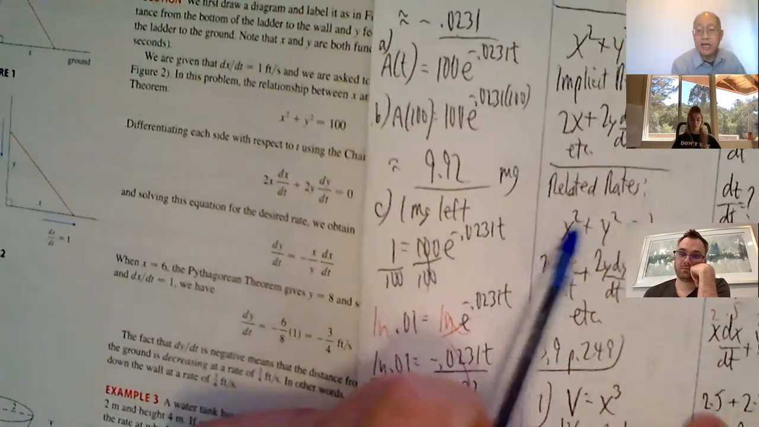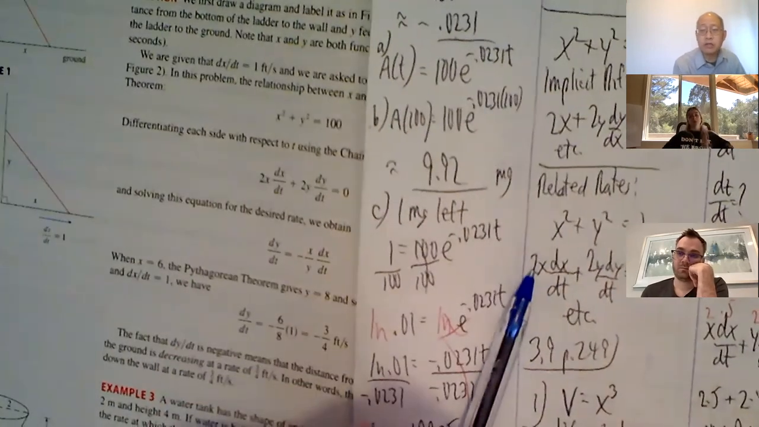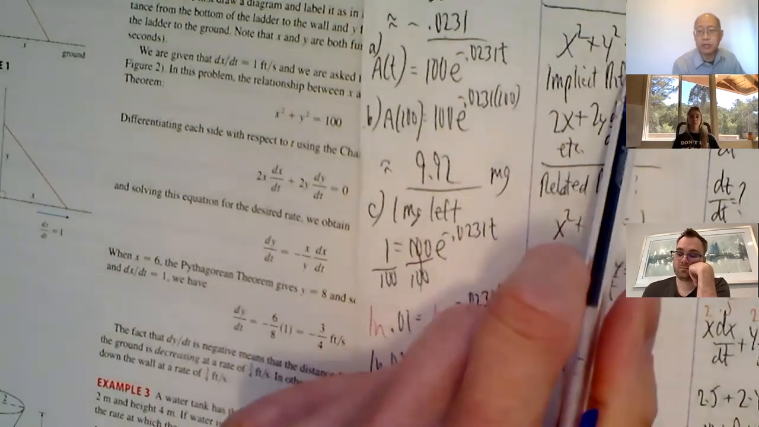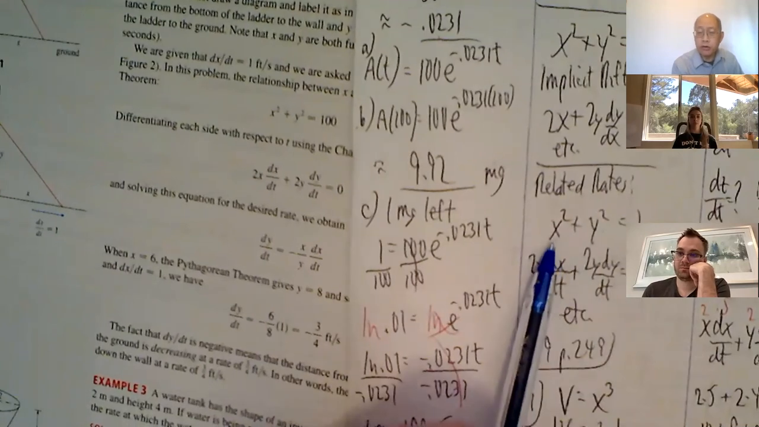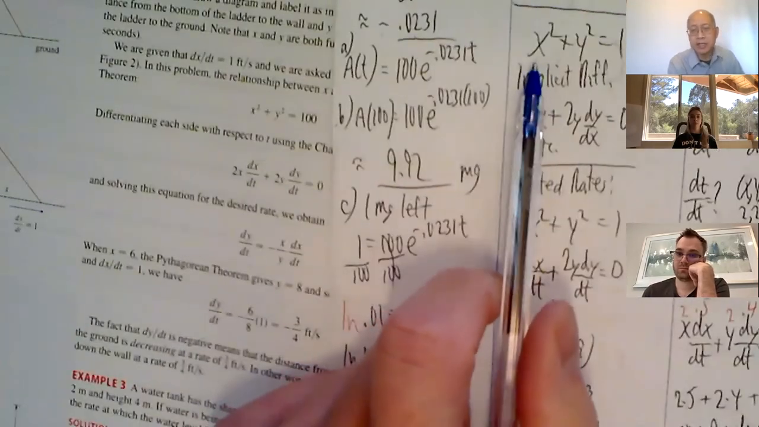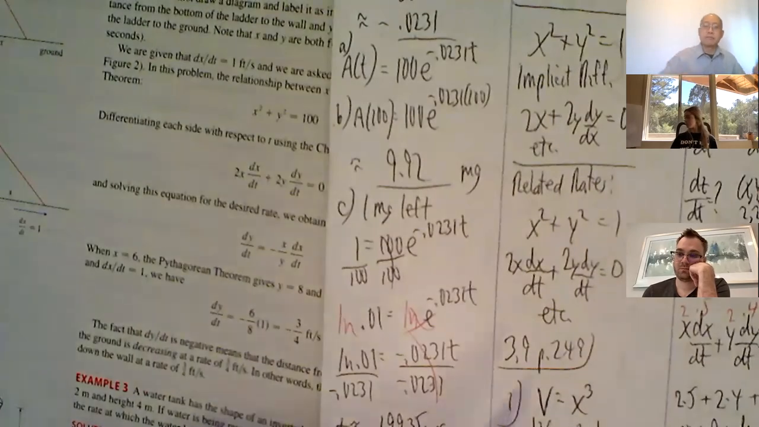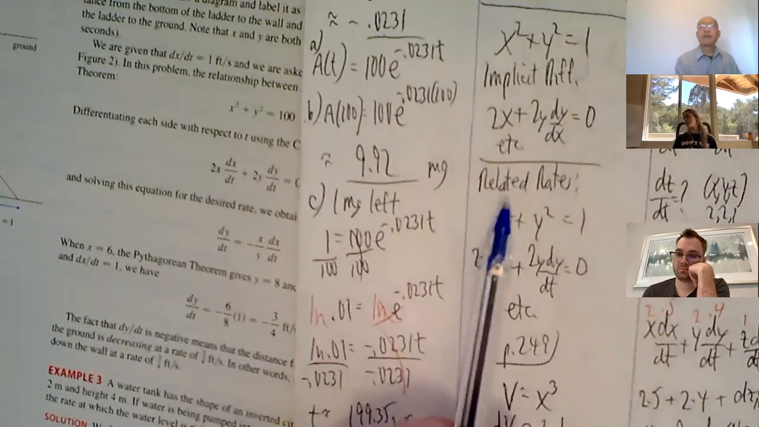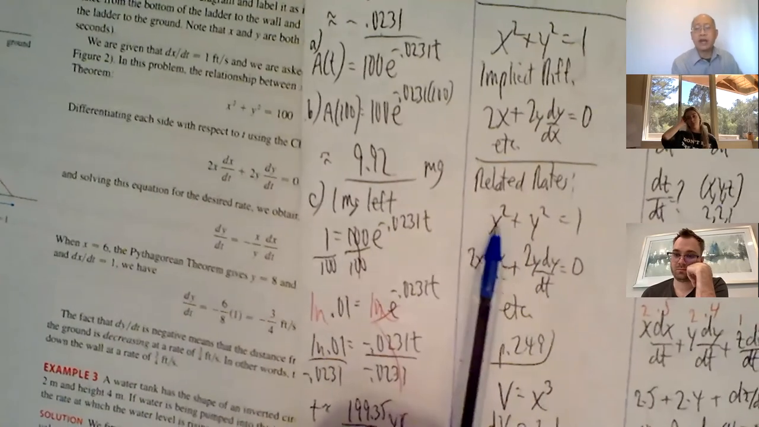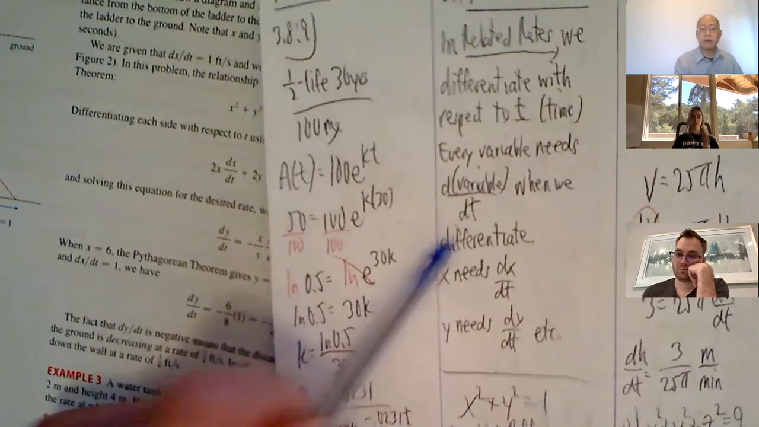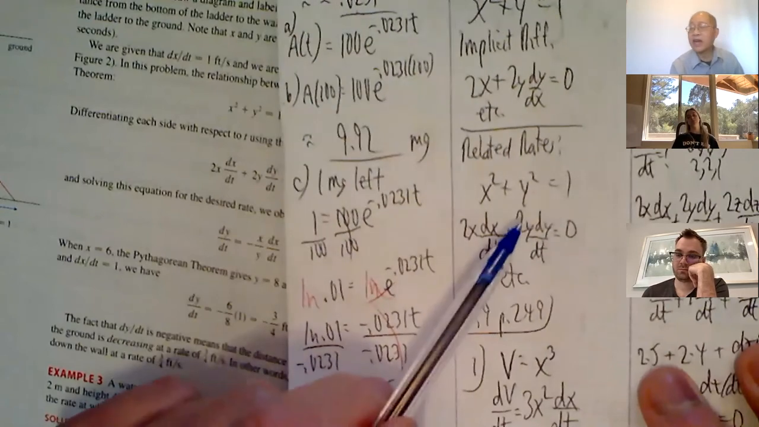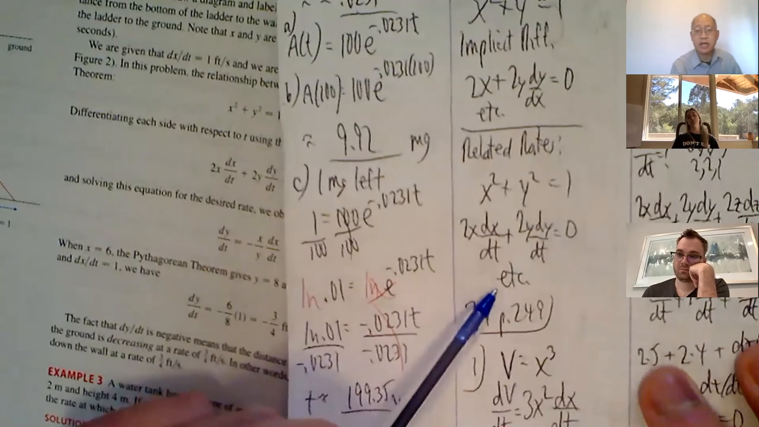So notice the way this one works. Same equation. But this is 2x dx dt plus 2y dy dt equals the derivative of 1, which is 0. So no variable is exempt. It was almost like when we were doing implicit differentiation, x is exempt. Just do 2x as normal. But for y, you got to go 2y dy dx. Now for this related rate, there's no exemptions, as it were. Every variable needs a d variable dt. So x needs a dx dt, y needs a dy dt. If I had a z, I would have dz dt, and et cetera.